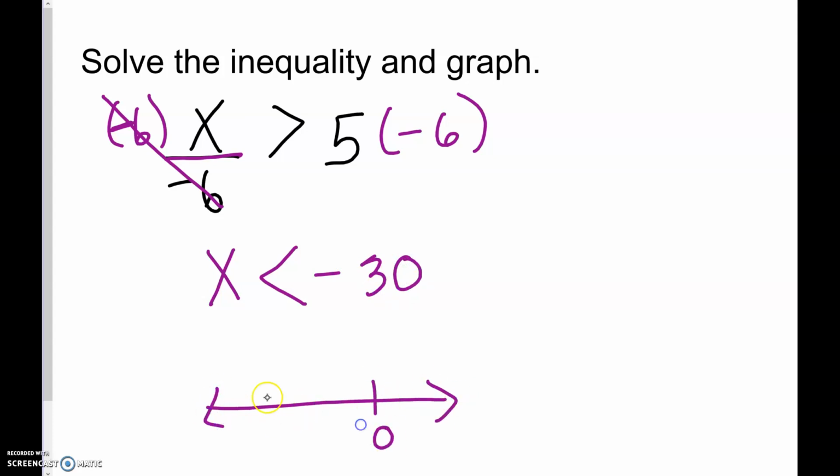Open or closed circle at negative 30? Because we don't have a line underneath it, it's open. And we read this as any number less than negative 30, and less than goes to the left.